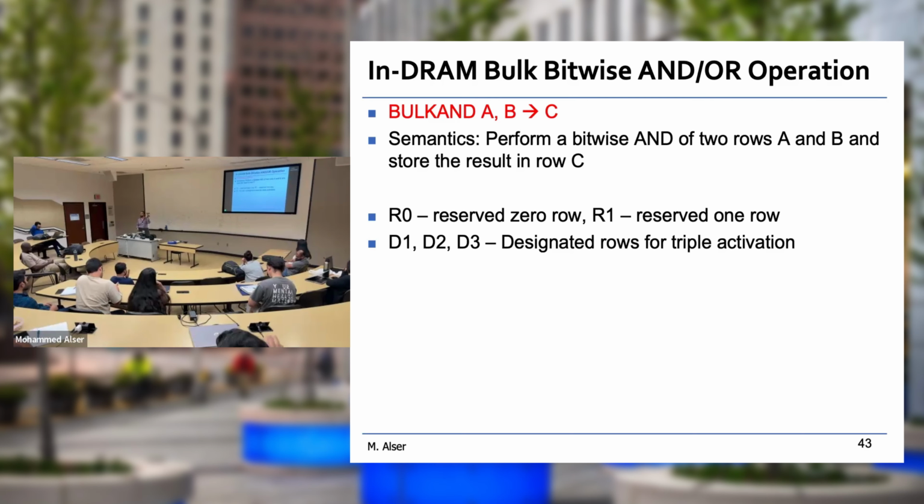You should have it in advance, stored somewhere, and you do row clone of that row into C. So now C becomes all zeros. Now, if you want to activate OR, you should also have another row filled with all ones stored somewhere. Whenever you want to do an OR operation, you just do row clone of the ones into C, and this way you enable the OR operation.